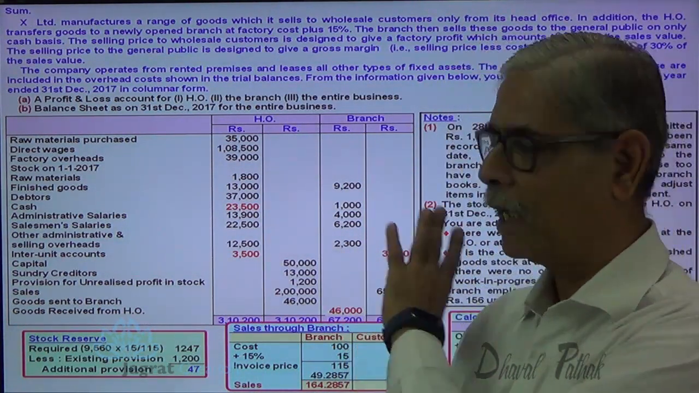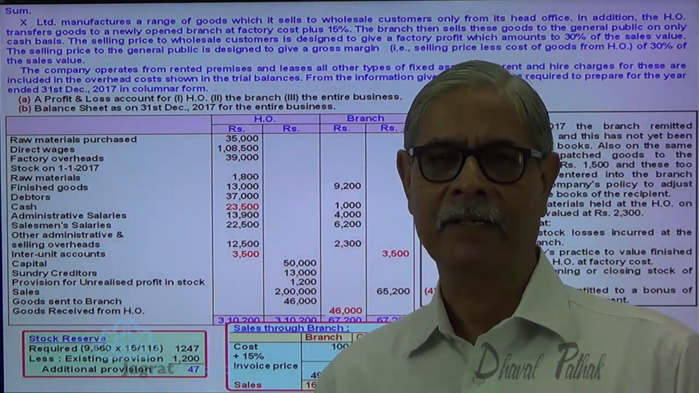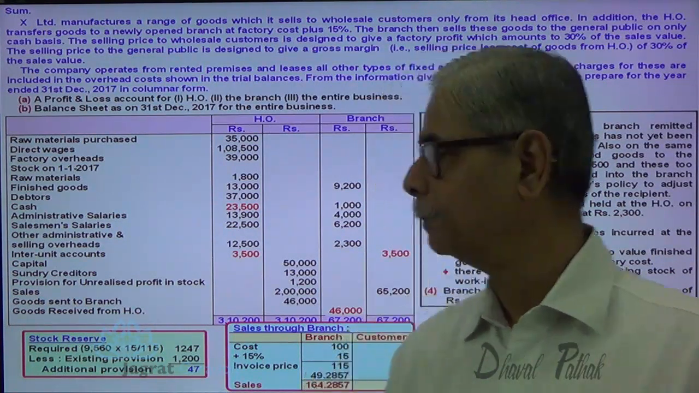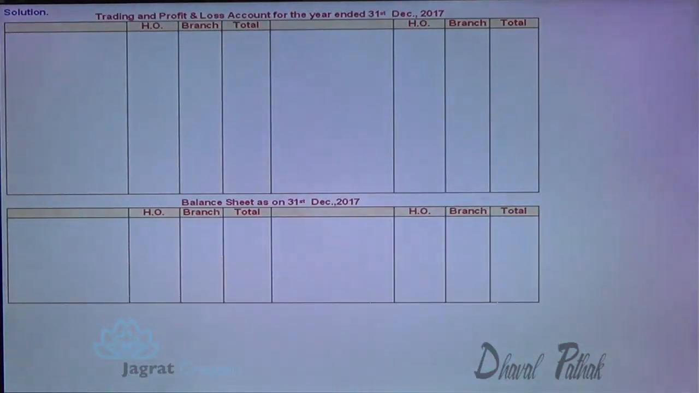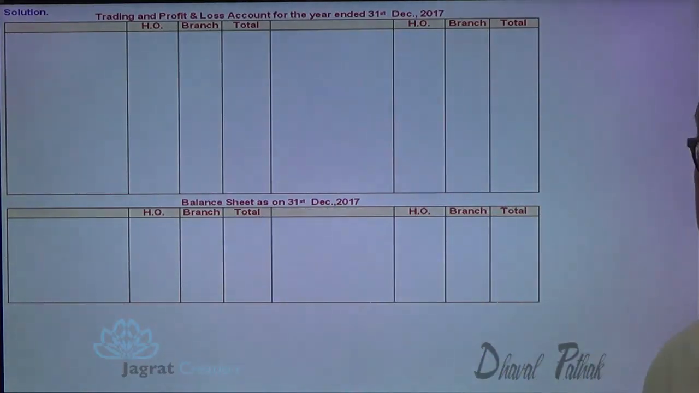This is how I have explained the important points of this sum by preparing relevant working notes. Now let me start with the sum. So this is the trading and profit and loss account prepared in columnar form. This is the balance sheet that I have prepared.